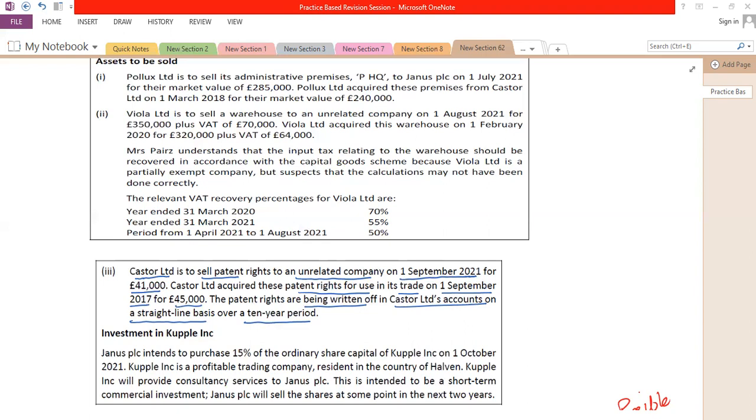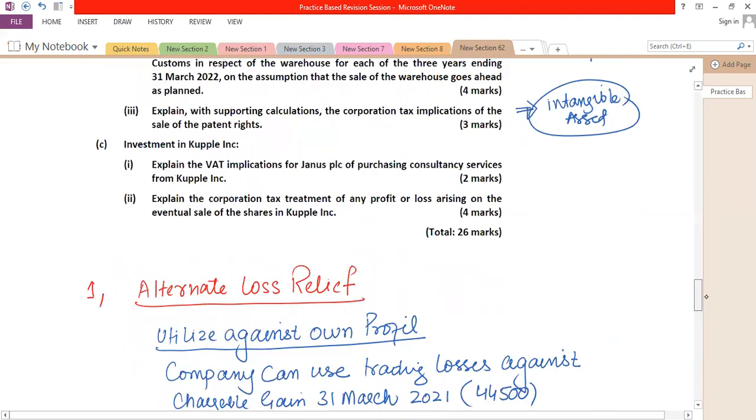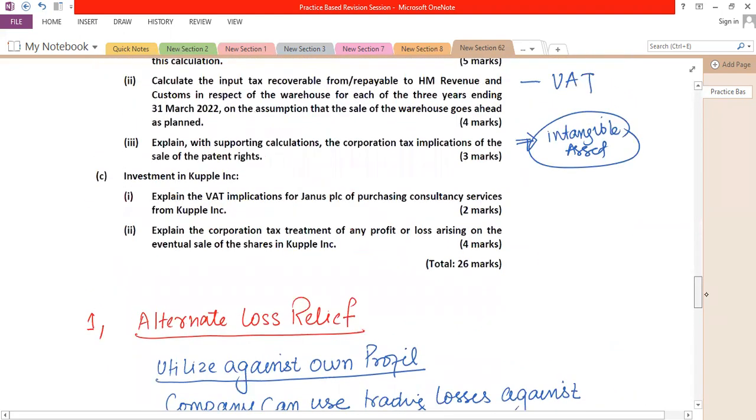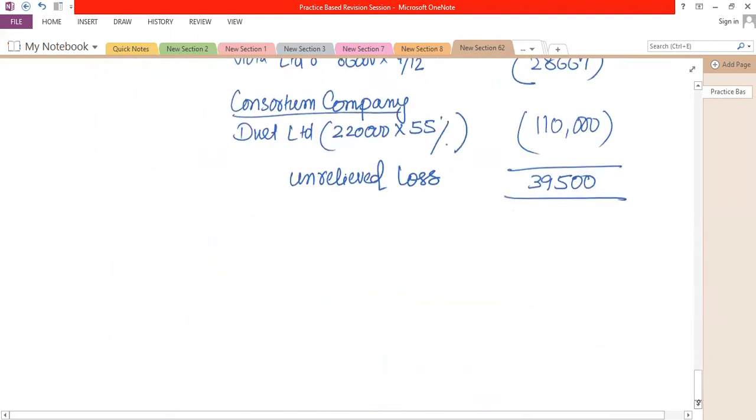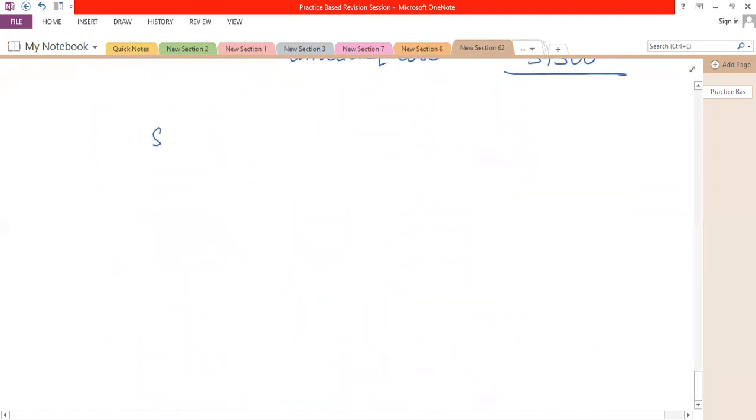So in our example, we have to find depreciation, right? We have to find amortization. And 10 years life means the normal straight line is more than the alternate way. So we'll use the same, right? So the question was, explain with calculation the corporate tax implication of the sale of the right. So it's sale of patent.